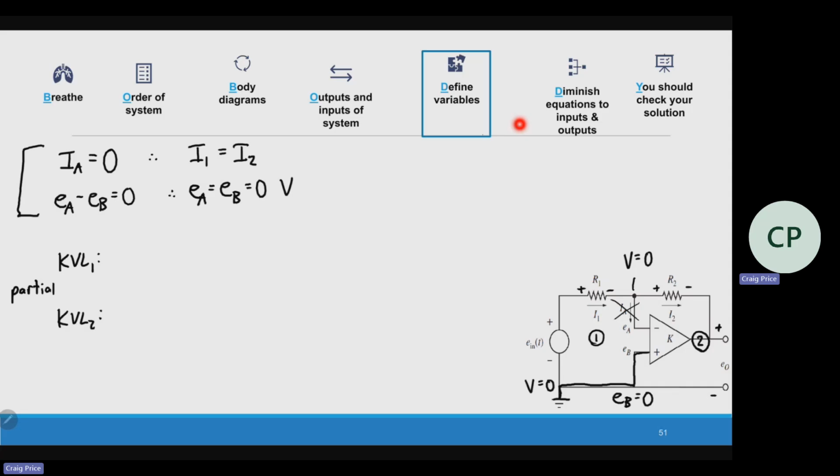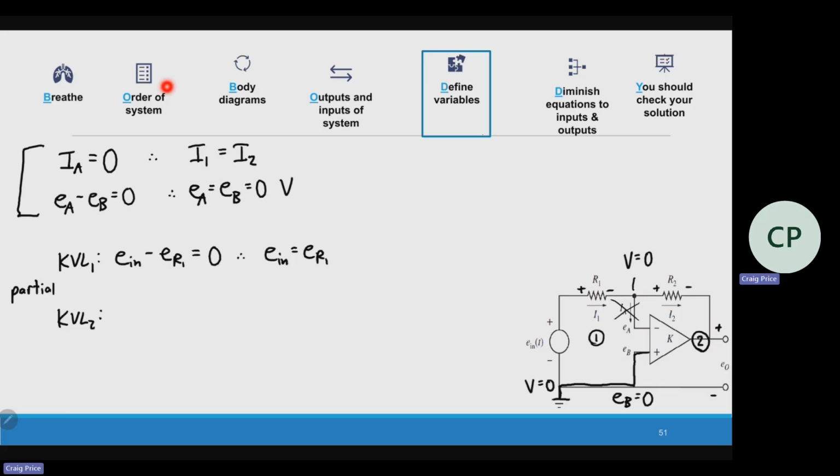So for KVL1, I can say I have a positive E in. Then I go across ER1, that's a drop, and that gets me back to 0. So therefore, we can just say that E in is equal to ER1, because I'm going from 0 volts to 0 volts. So that's one relationship. Then we have this relationship. I start at 0 volts and I end at 0 volts because this is all connected to ground.